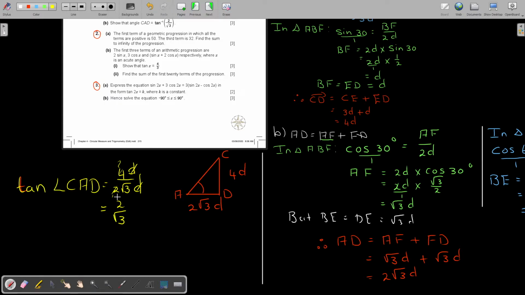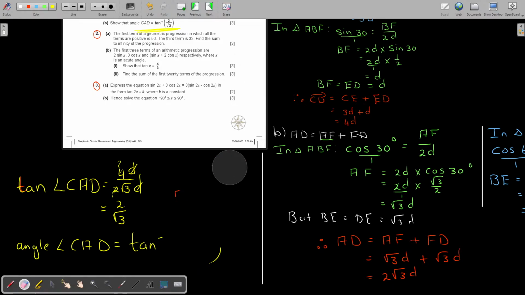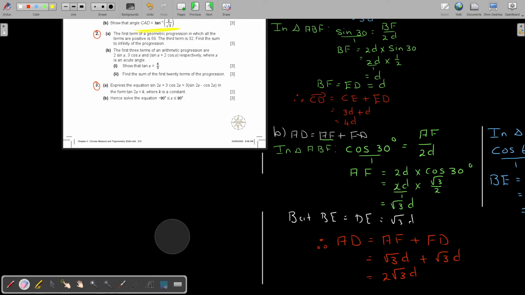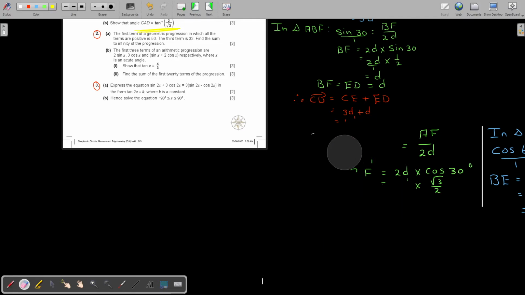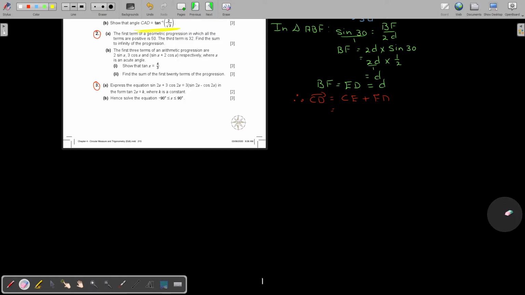And now I go to the angle, therefore the angle CAD. And now I write it in that form. Tan minus 1, and then I write 2 over square root 3. And that is what they said I must get. So, as I said, a lot of calculations, but not really so difficult. Okay, that was number 1. Now let's do number 2. Just going to give a lot of space.